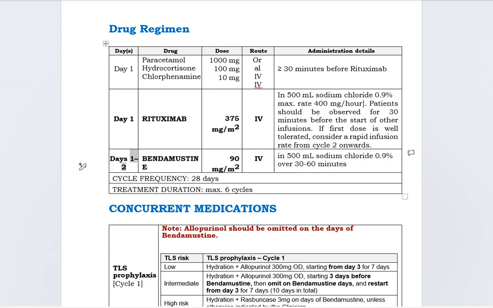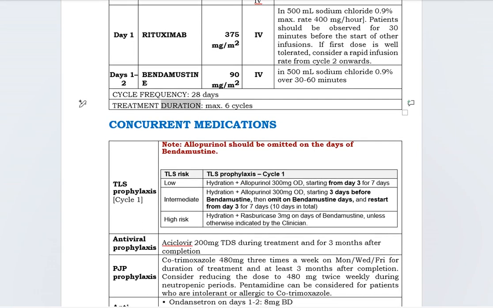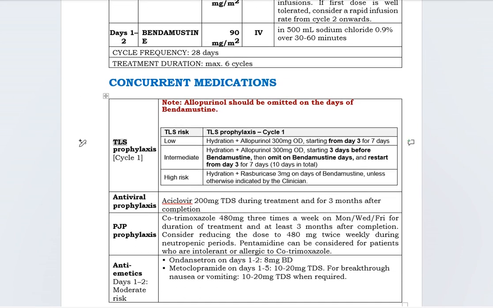Days 1 to 2: bendamustine 90 milligrams per square meter IV in 500 milliliters sodium chloride 0.9% over 30 to 60 minutes. Cycle frequency, 28 days. Treatment duration, max 6 cycles. Concurrent medications. TLS prophylaxis, cycle 1. Note, allopurinol should be omitted on the days of bendamustine.